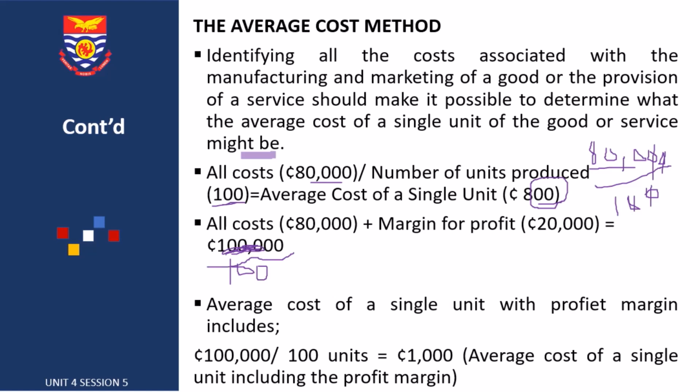That will give us a cost of 1,000 cedis. So with the 1,000 cedis, we can say that it is the selling price of every unit produced. Average cost of a single unit include a profit margin. So this is the price that will be given on the market as the selling price, because it is the average cost incurred plus the profit element.